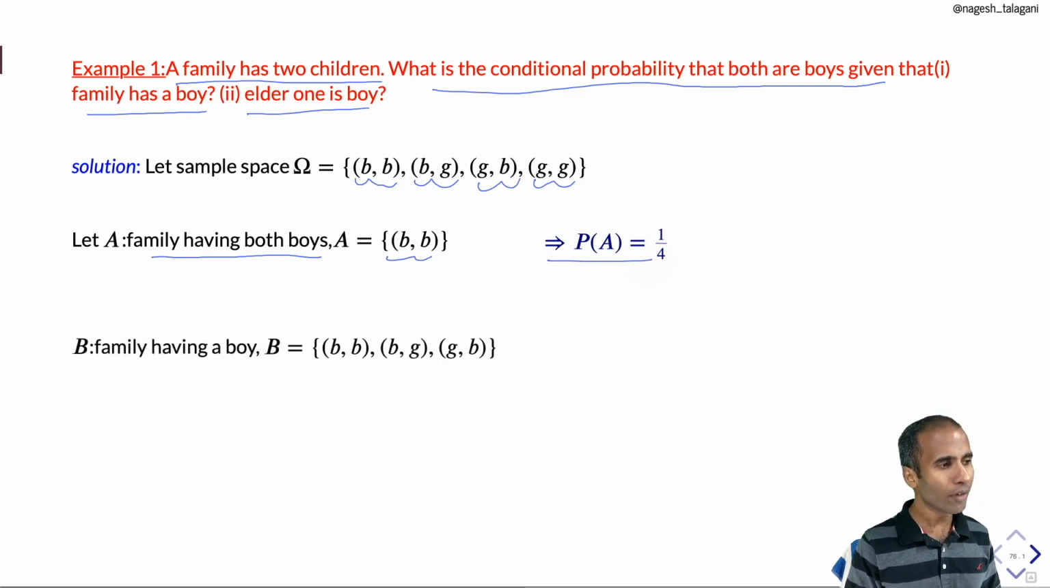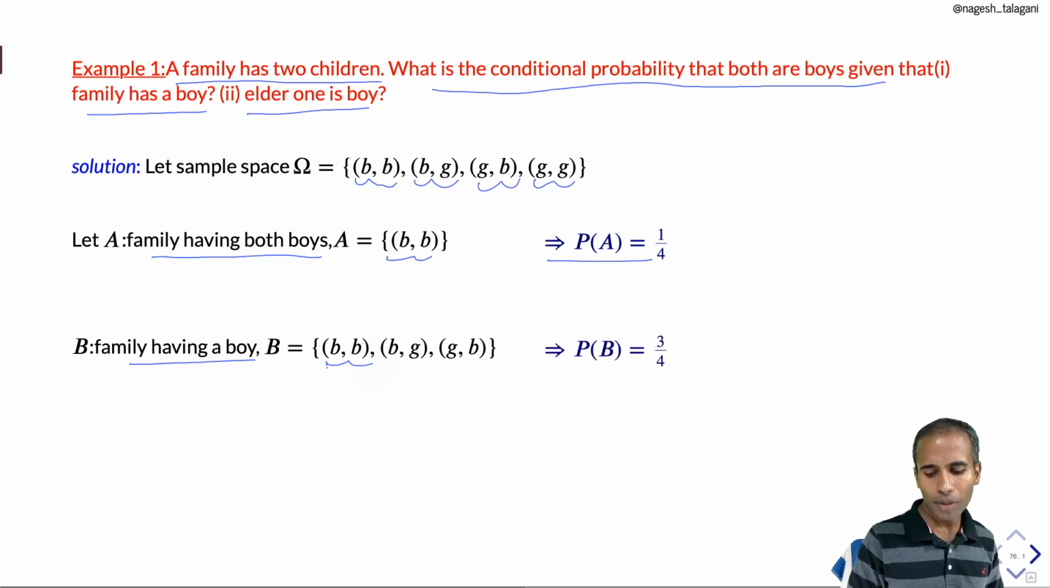Let B be the event that the family has a boy, at least one boy. So that means these three are favorable to B. The family should have a boy, right? The only outcome that is not favorable to B is the ordered pair (G, G). Therefore, B has 3 outcomes favorable, so the probability of B is going to be 3 by 4.